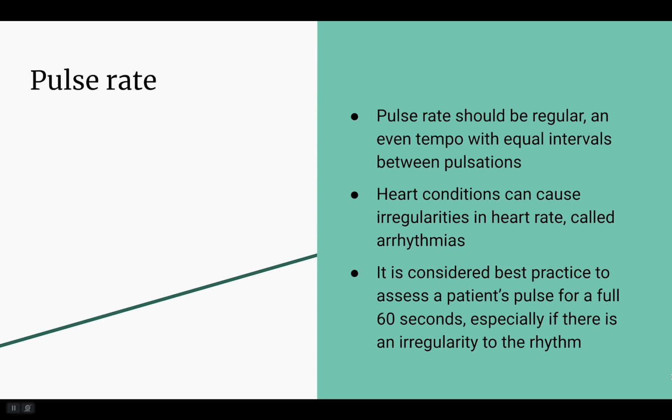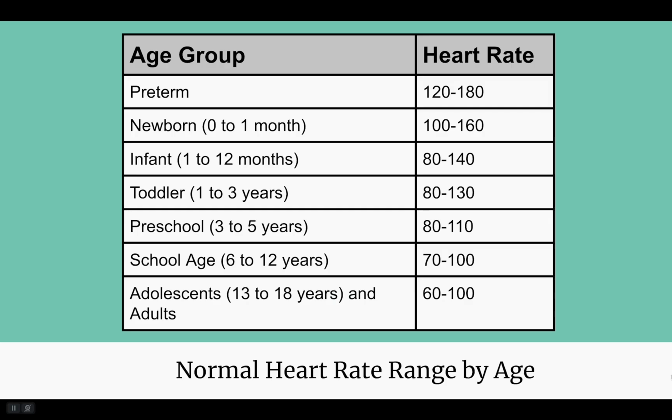However, heart conditions can cause irregularities in heart rate, called arrhythmias. When an irregular pulse is noted, it should be documented and reported to the nurse. It is considered best practice to assess a patient's pulse for a full 60 seconds, especially if there is an irregularity to the rhythm. Heart rate varies greatly from newborns to adults.